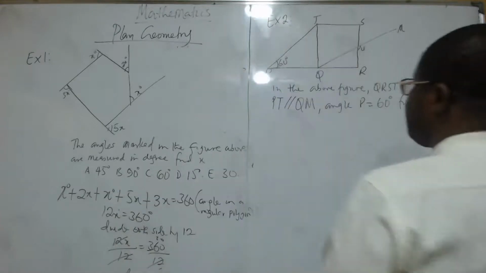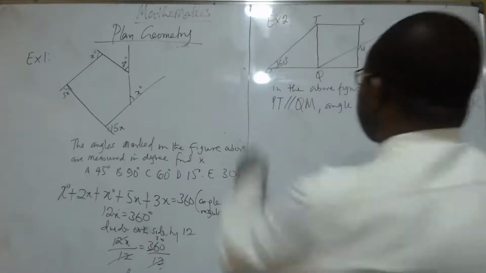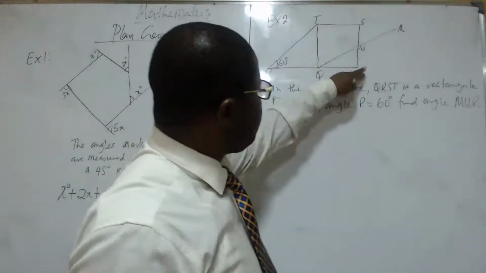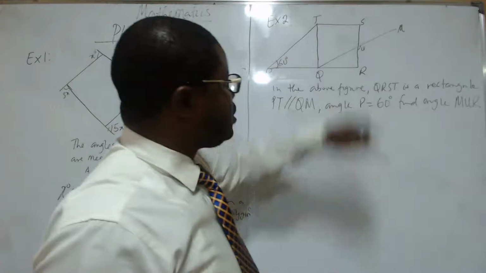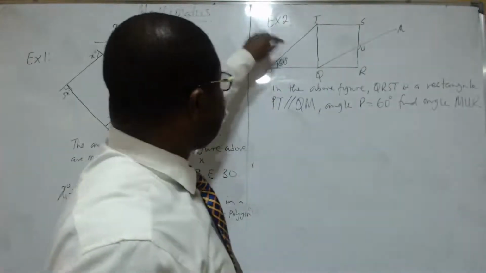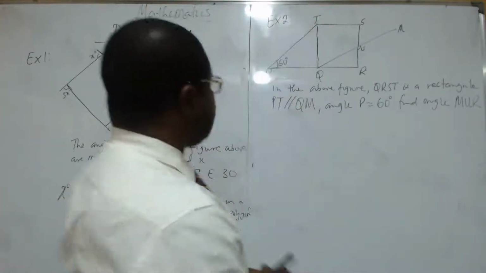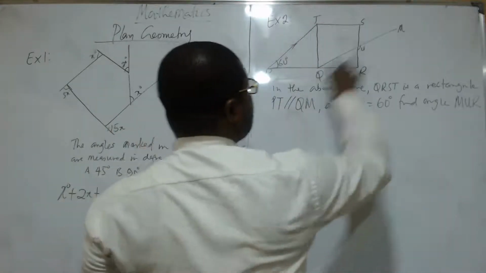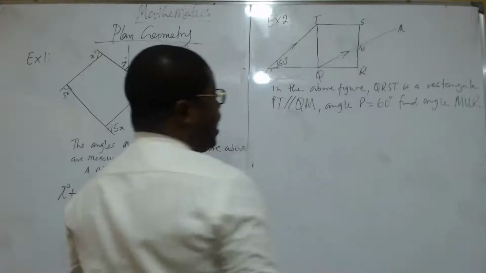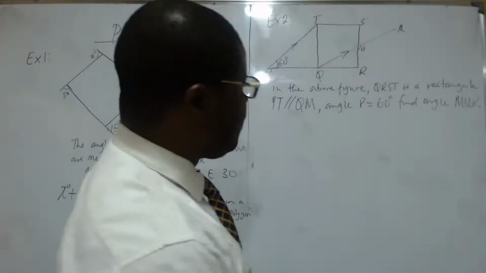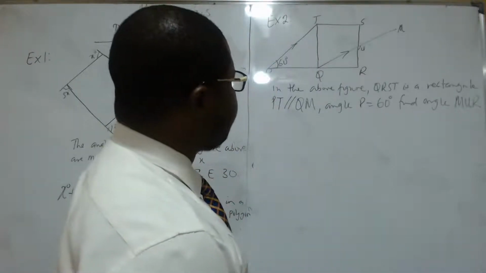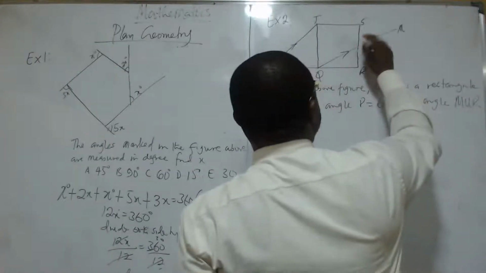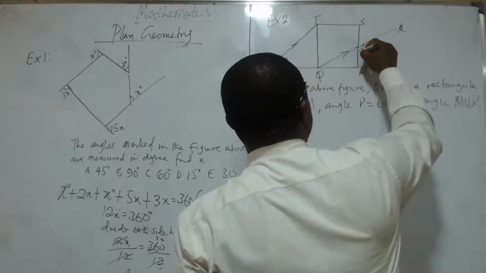Now, example 2 says what? In the above figure, QRXT is a rectangle, while PT is parallel to QL, and angle P is 60 degrees. Find angle MUR. This angle here is what we are looking for.